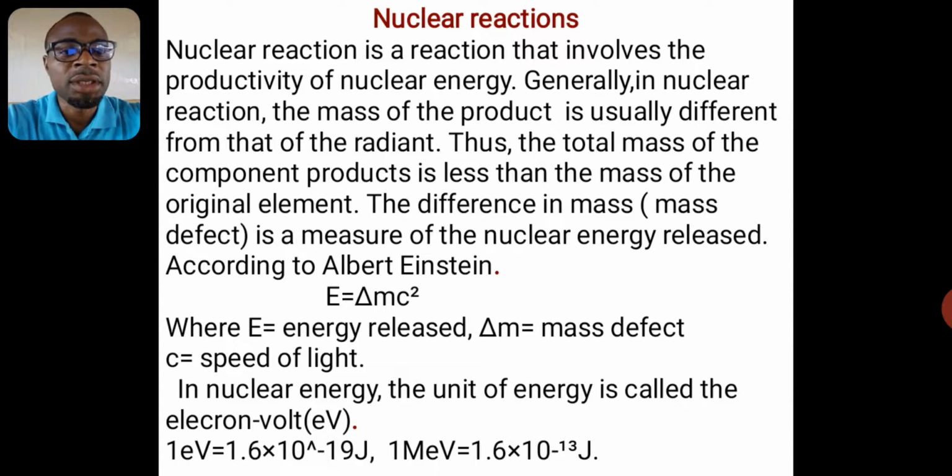In nuclear energy, the unit of energy is called the electron volt, abbreviated small letter e, capital V. And 1 electron volt is equivalent to 1.6 × 10^-19 joules, which we can also convert to mega electron volts, and 1 mega electron volt will now give us 1.6 × 10^-13 joules.